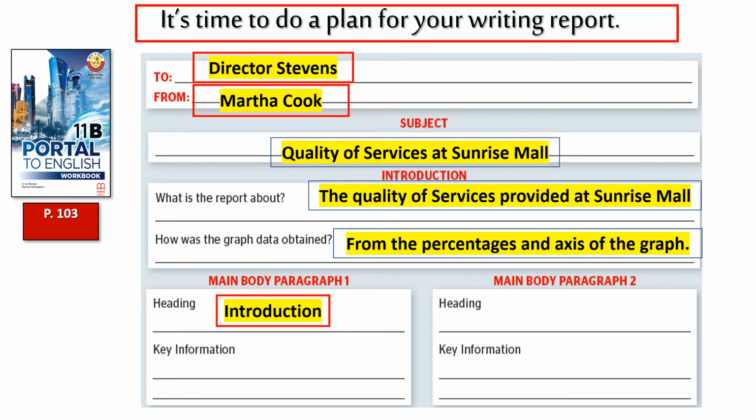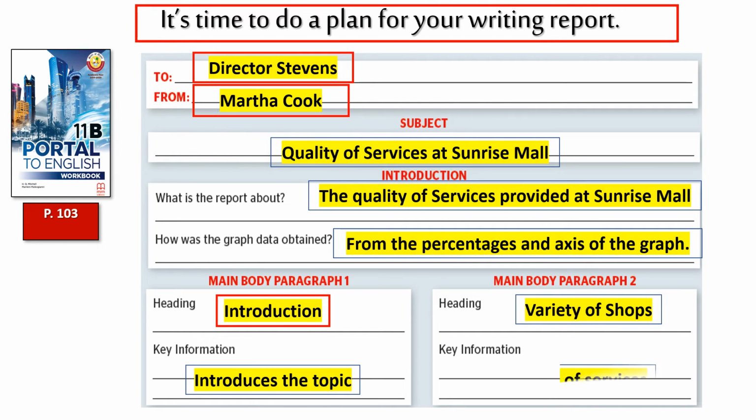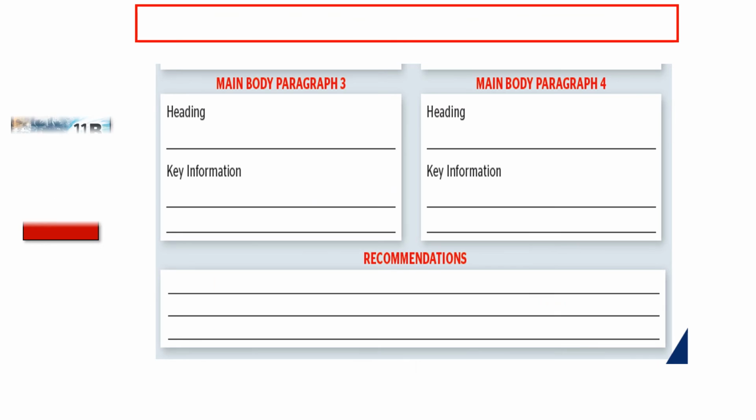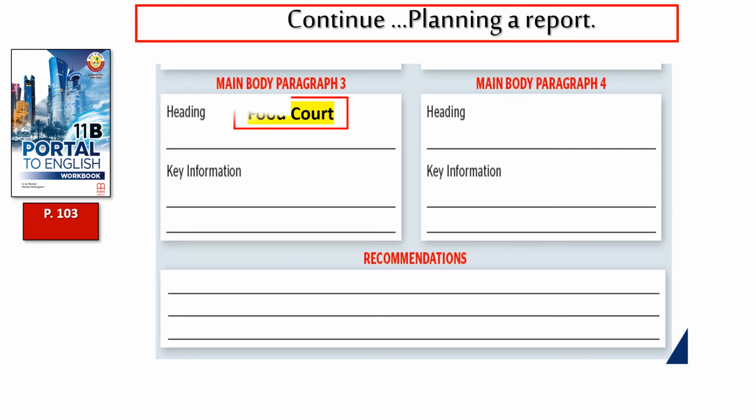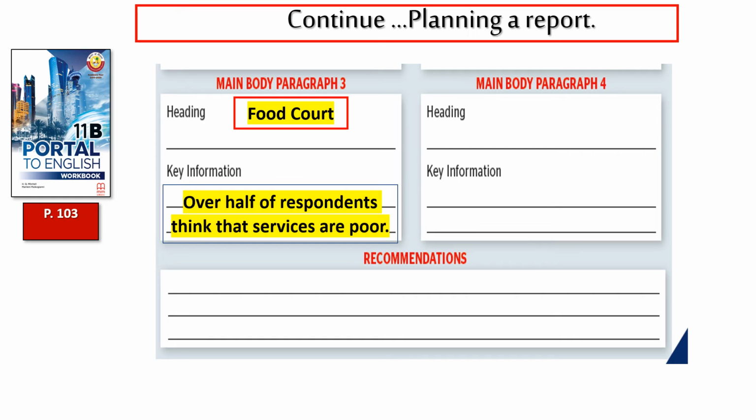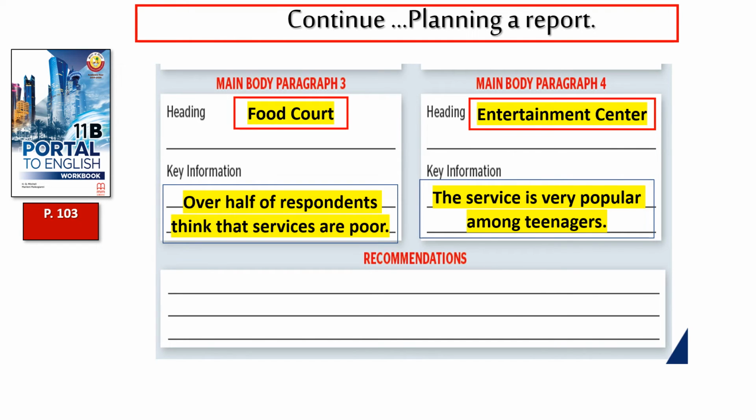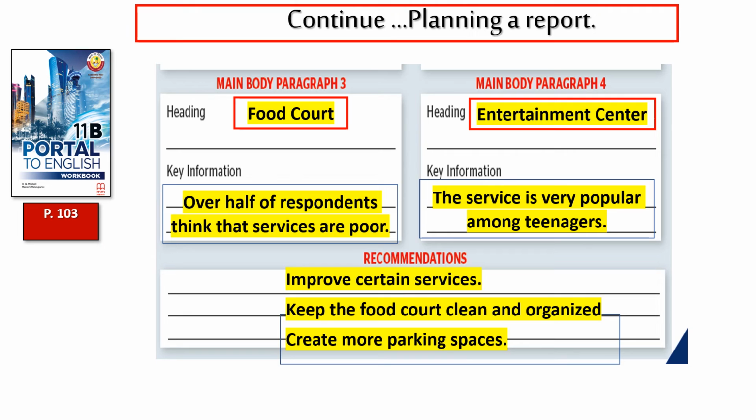Paragraph 1, we can suggest it to be the introduction. The key words introduce the topic. Paragraph 2, variety of shops. Key information can be the quality of services. The main body of paragraph 3 can be food court, and the main key information overall: over half of respondents think that services are poor. Main body paragraph 4 can be entertainment center, and the key information can be the service is very popular among teenagers. For the recommendations, we can find them this way: improve certain services, keep the food court clean and organized, create more parking spaces.